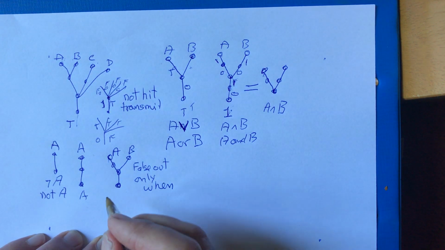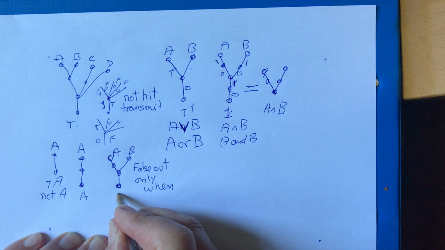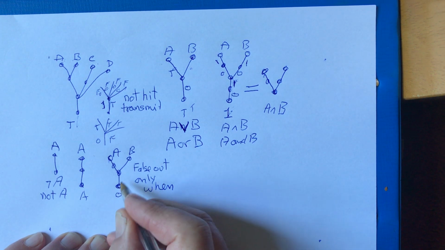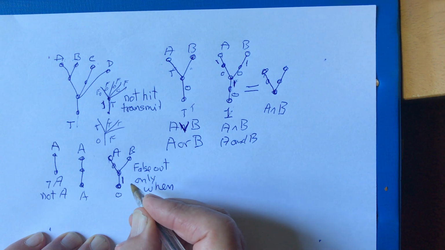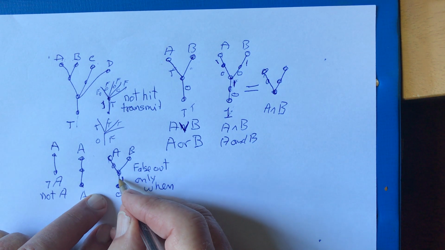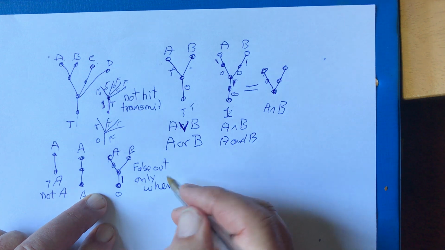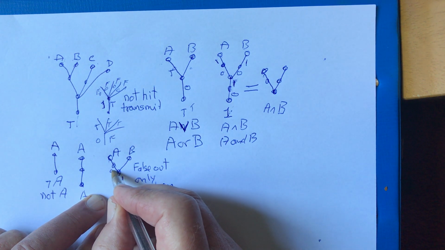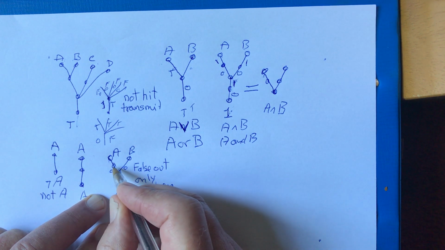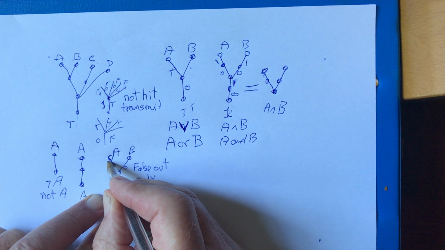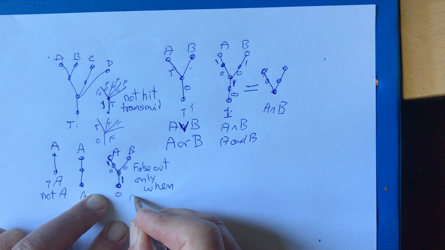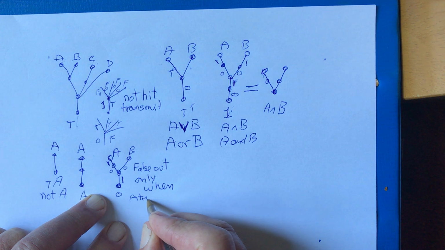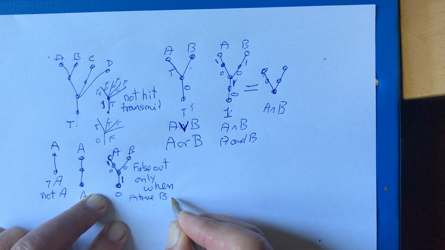Okay, so let's see. What will it be? So 0 coming out. So 1 must have gone in. So if 1 comes out, not hit transmit, these are zeros. And if 0 came from there, 1 came from there. So A is true and B is false. A true, B false.